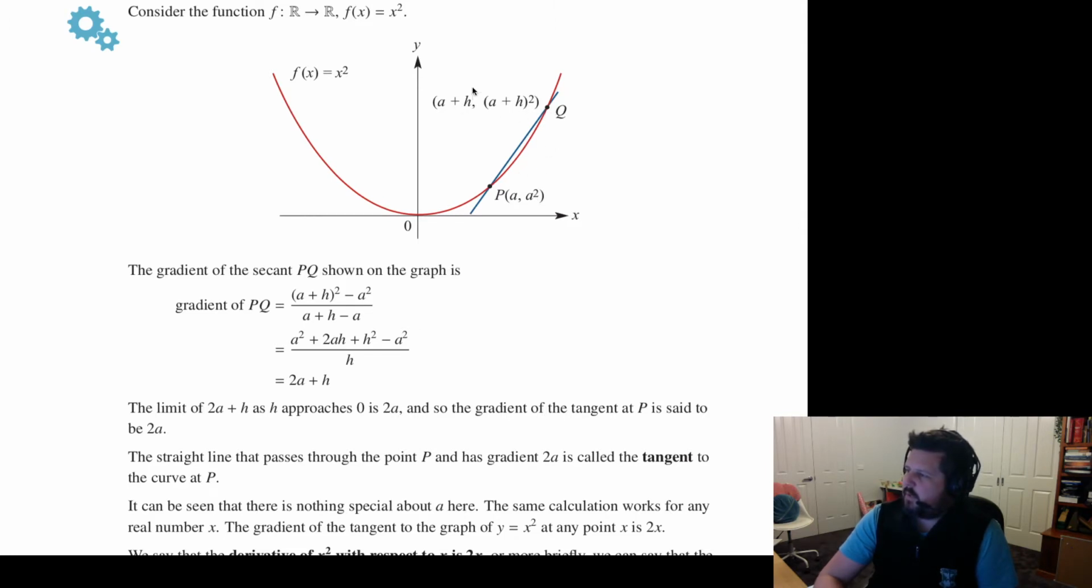Now again, we haven't determined exactly what the value of h is. It could be far away, or indeed it could be really, really close. And so that's where we're going to have the chat about these things.